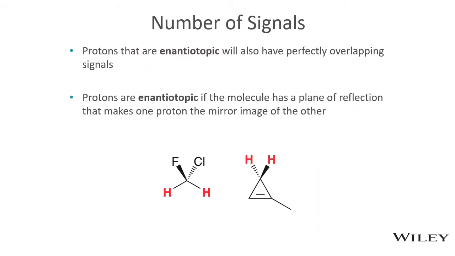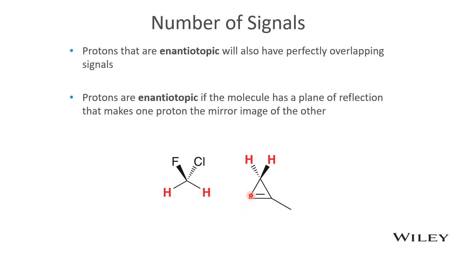Other types of protons that are identical are known as enantiotopic. Now they are enantiotopic if the molecule contains a plane of reflection that makes one proton the mirror image of the other. So for instance, if we were to take this molecule and put a plane of symmetry through the fluorine and the chlorine, if we were to have a mirror go through all of these bonds, we would have this H reflecting this H. Because they reflect each other perfectly, it's going to make them enantiotopic.